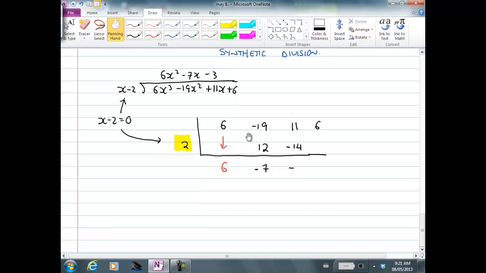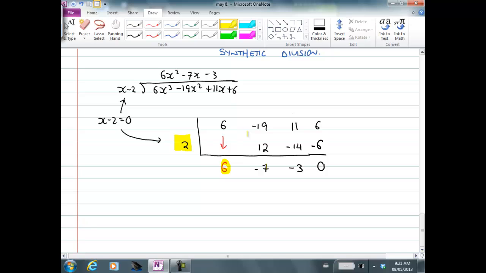Negative 3. I take 11 plus negative 14, negative 3. Then I'm going to add negative 6, and this is 0. But some say, "But Mr., what the heck is that? That's not an answer." This is actually your answer.